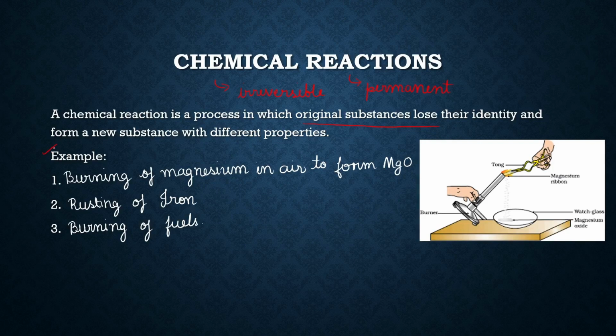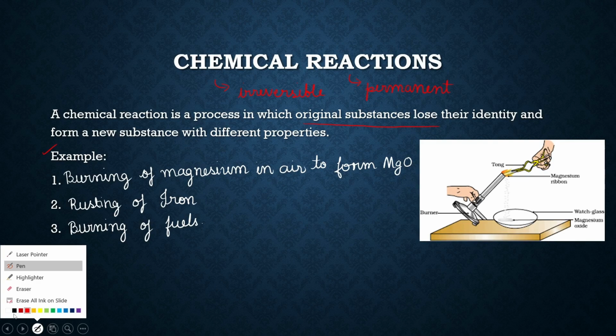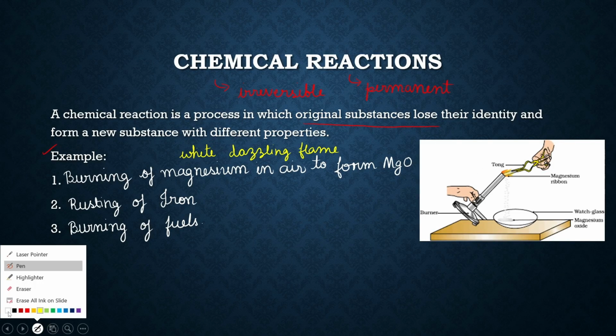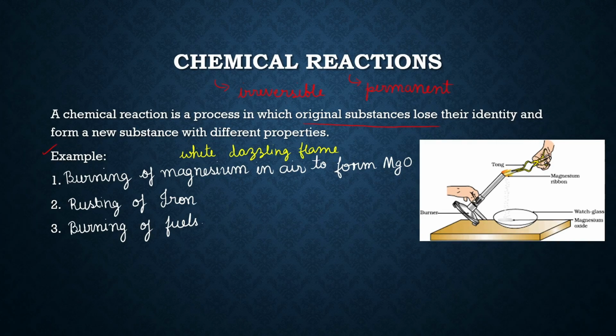Next, let's see a few examples of these chemical reactions. The first one is the burning of magnesium in air to form magnesium oxide. When magnesium burns in air, it burns with a white dazzling flame. In the image here, you can see that the magnesium ribbon is burnt on a Bunsen burner. Then magnesium oxide is formed. The next example is the rusting of iron. This is also a chemical reaction, and so is the burning of fuels.